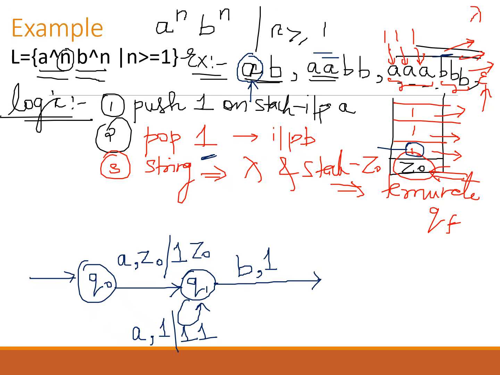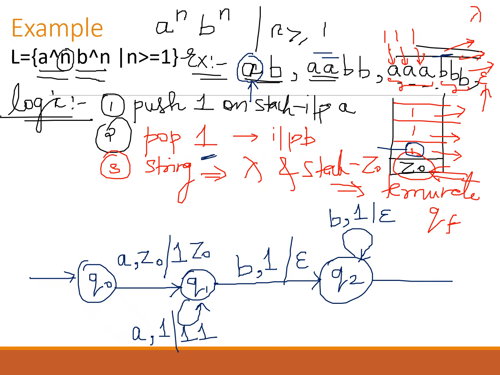What will be there on the stack? 1. And we have to do the pop operation. So at least one B is mandatory. So this state change is there. After this, there may or may not be occurrences of B. But if B appears, there would be a 1 on the stack because that many A's were pushed. Again, we'll pop them. And how do we terminate?